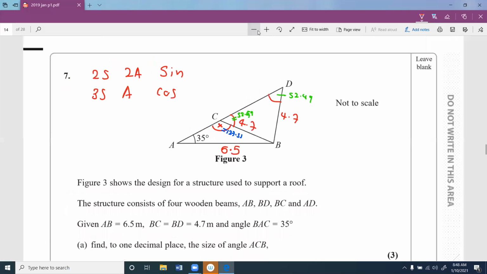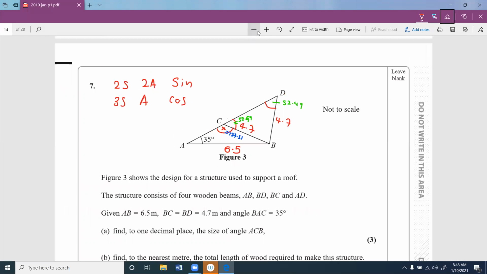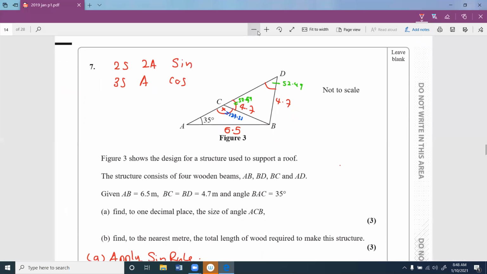The next part of the question, they ask you to find, to the nearest meter, the total length of the wood required to make this structure. How are you supposed to do this? Over here, I know this length and this length, but we still don't know this length. How do you find this total length?